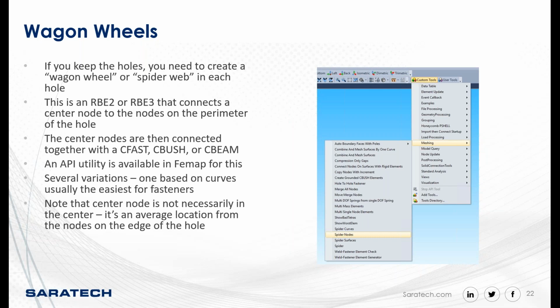In addition to this API, when you create a rigid element, RB2 or RB3, it also gives you the option to create a node at the center. So you can either do it with the API, or you can just use the built-in function for creating rigid elements. I think this one's a little bit easier just because you don't have to pick the nodes, you can just pick the curves.